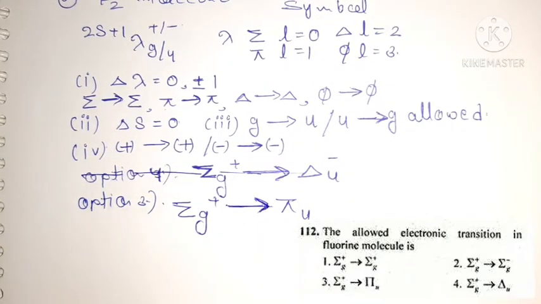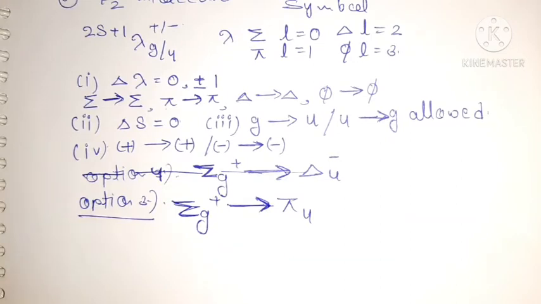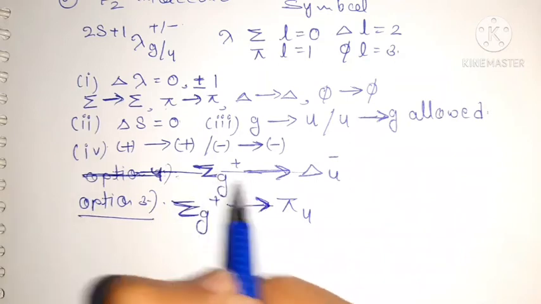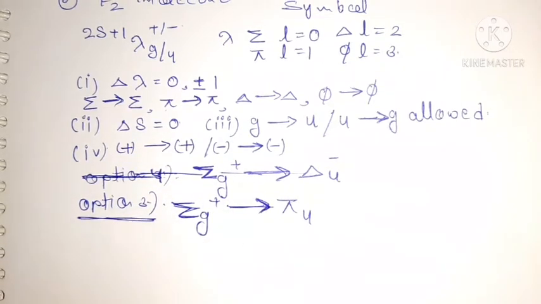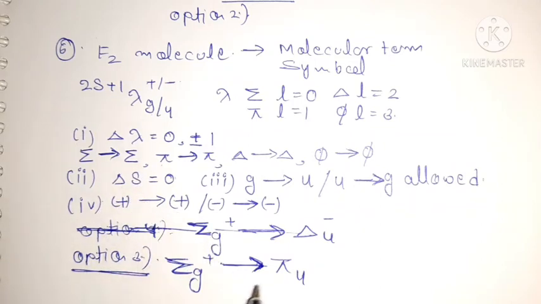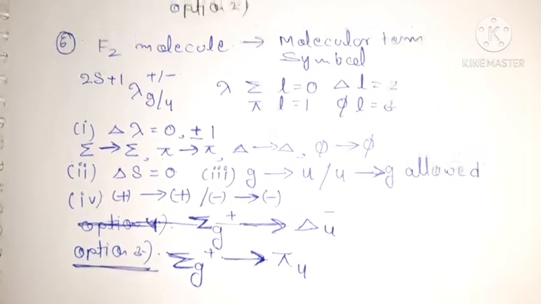Now see, here you clearly see that for this sigma to pi, the difference of lambda is plus 1. Gerade to ungerade is also an allowed transition and plus to minus is allowed. Okay, so option number 3 is the correct answer for this question. Sorry for my mistake friends, not option number 4 but option number 3 is the correct answer. Okay, so these are the selection rules in your molecular term symbol, and on the basis of the selection rules, option number 3 is the correct answer. Okay, and this question is coming for 4 marks. I hope you understand it.